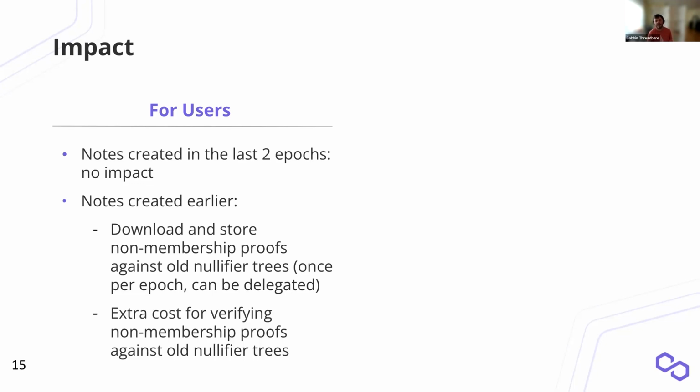And there is an extra cost for verifying these non-membership proofs as part of the proofs that you generate locally. Depending on how old your node is, if your node is 2 years old, there will be 4 extra, or I guess 2 extra Merkle paths to verify. If it's 5 years old, there will be 8 extra Merkle paths to verify in your transaction proof. But it is not too bad.